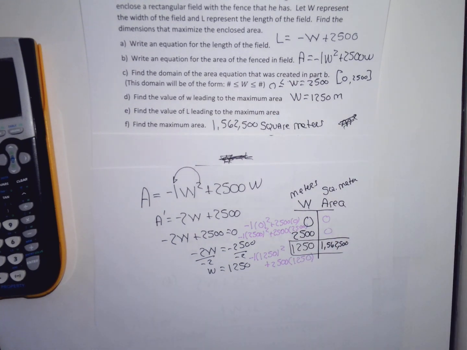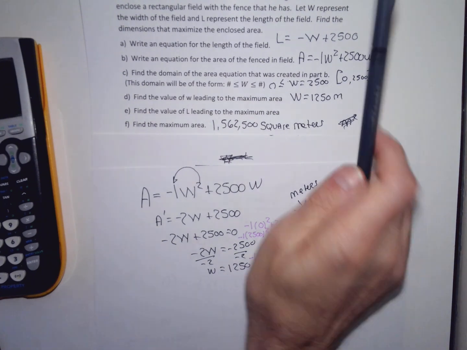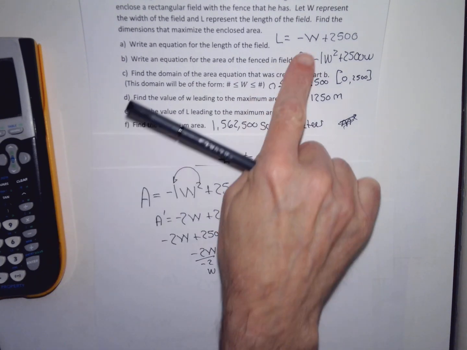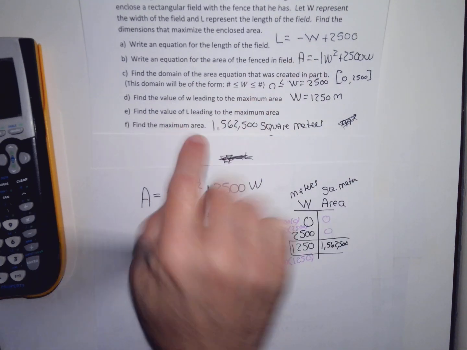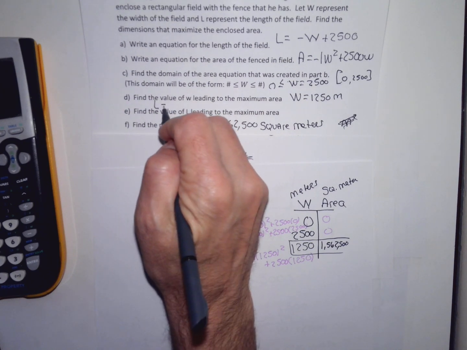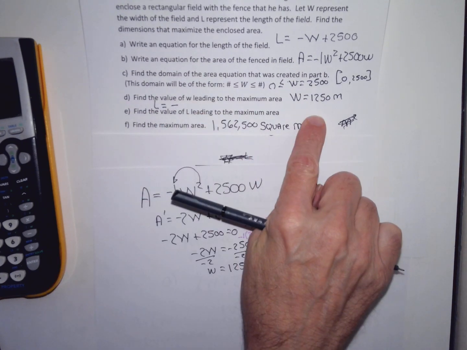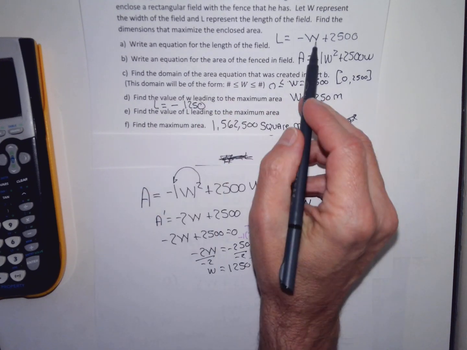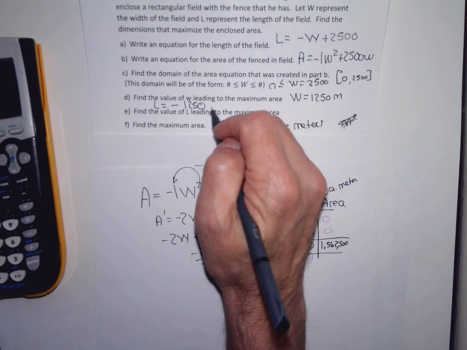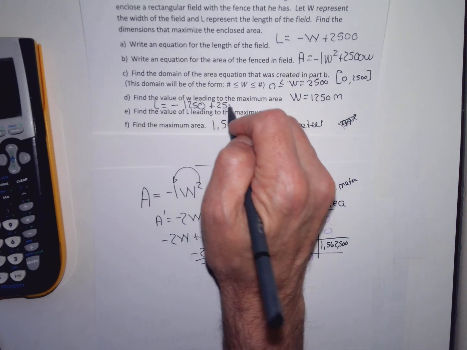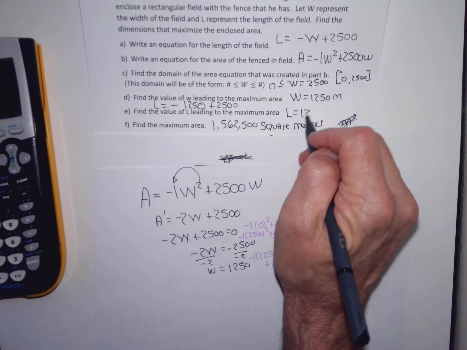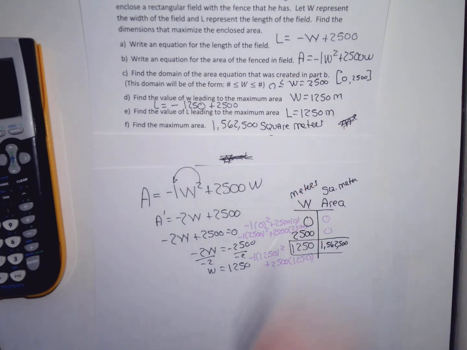Almost done with everything. I've got everything I need, but I want to find the dimensions, the length and the width to maximize area. And to find the length, I'm going to use the length formula. So when I go to do part E, I'm going to use the length formula. The length is negative width. The width is 1250, so it's going to be negative 1250. That's just taking the length equation, changing that width to 1250, plus 2500. And if I do that math, I get 1250. So my length is 1250 meters. That is everything for question 2.